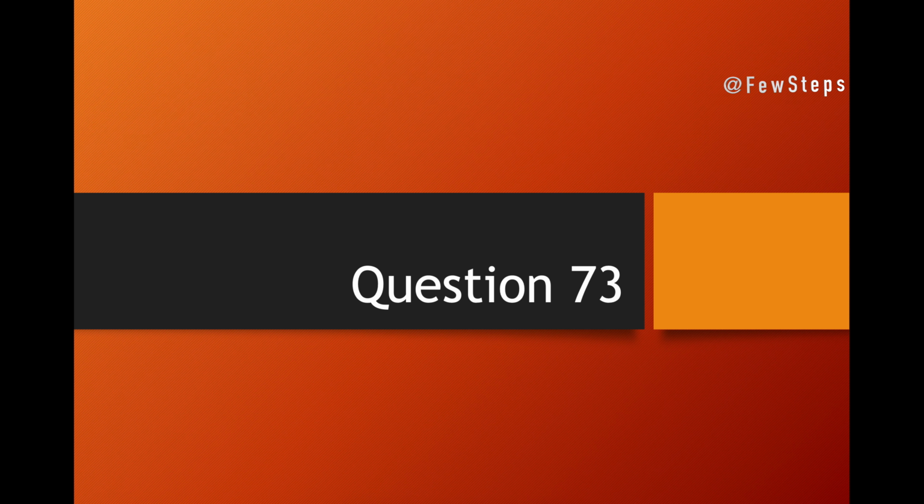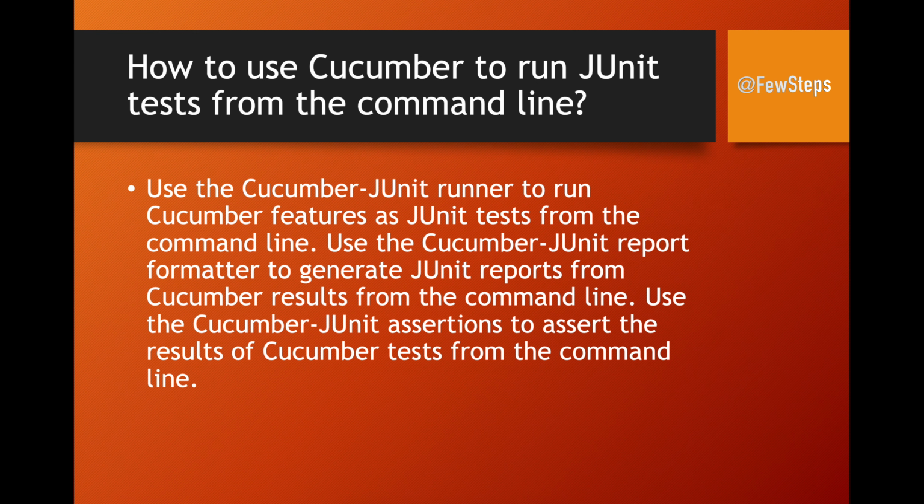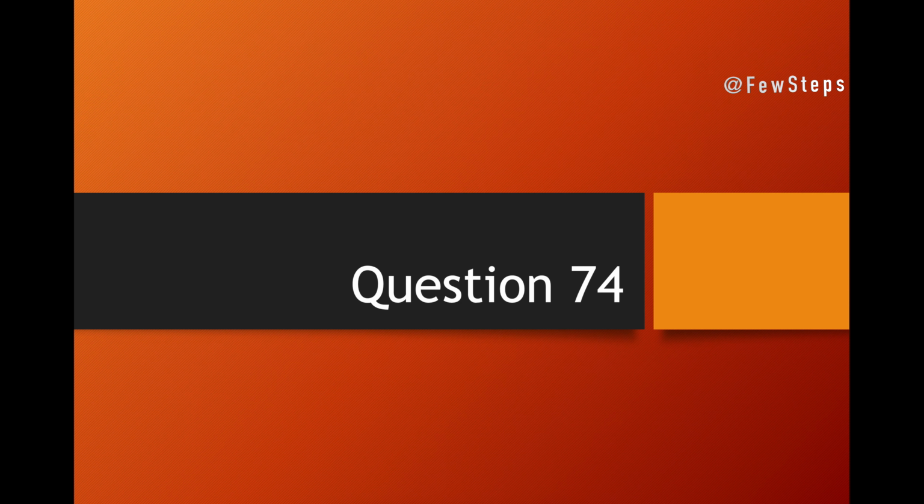Question 73. How to use Cucumber to run unit tests from the command line. Use the Cucumber JUnit Runner to run Cucumber features as unit tests from the command line. Use the Cucumber JUnit Report formatter to generate unit reports from Cucumber results from the command line. Use the Cucumber JUnit assertions to assert the results of Cucumber tests from the command line.